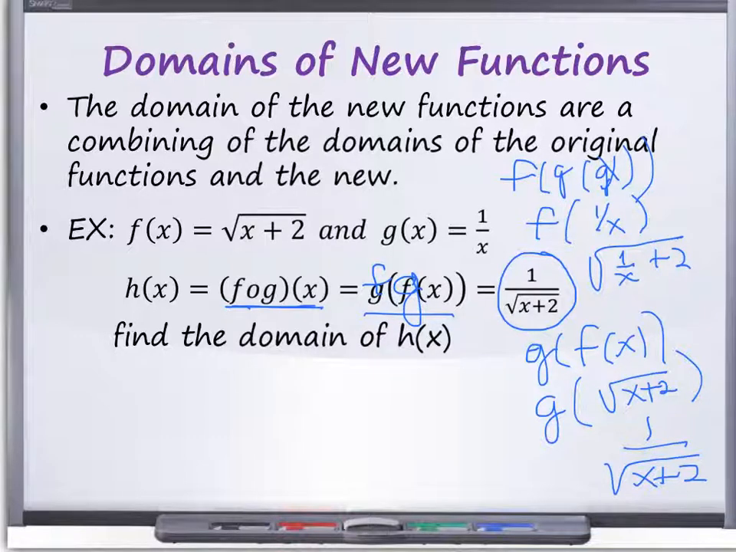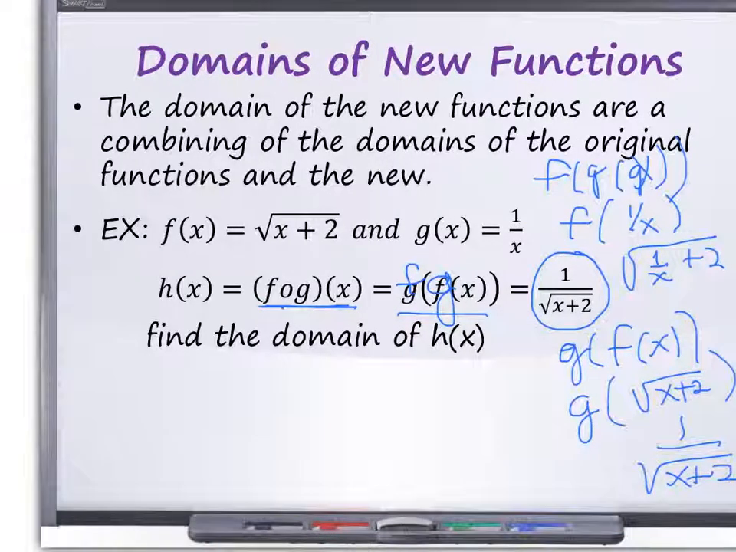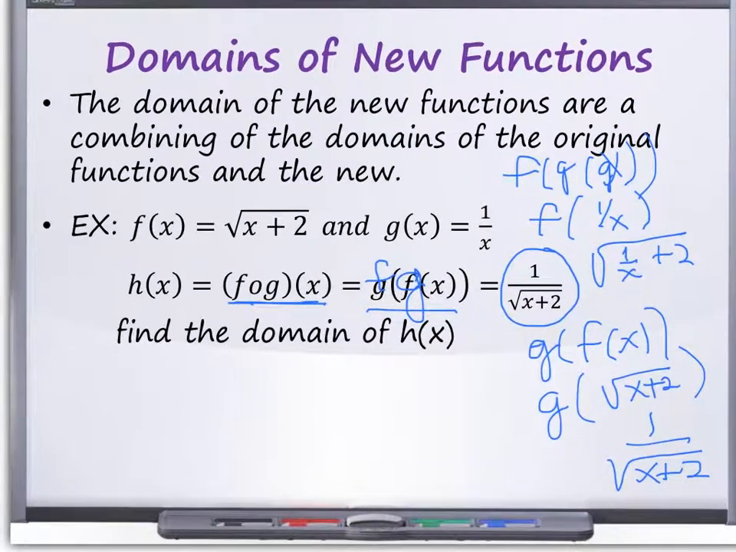In this function right here, I can't have what's inside the square root be negative. I also cannot have the whole thing equal 0. So we're going to handle that each individually. The square root of x plus 2, this has got to be greater than or equal to 0, which means x has to be greater than or equal to negative 2.